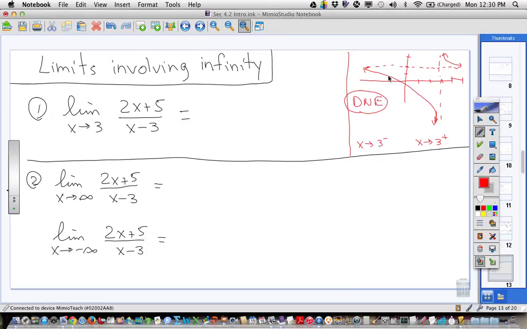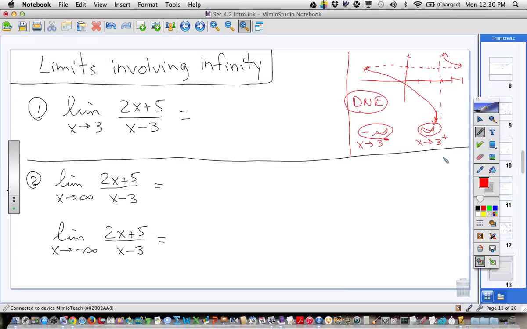So what's the car on the left? Where's it going? Negative infinity. What about the car on the right? The car on the right is going up, up, up, up, up to positive infinity. So we have to have that as part of our answer too.